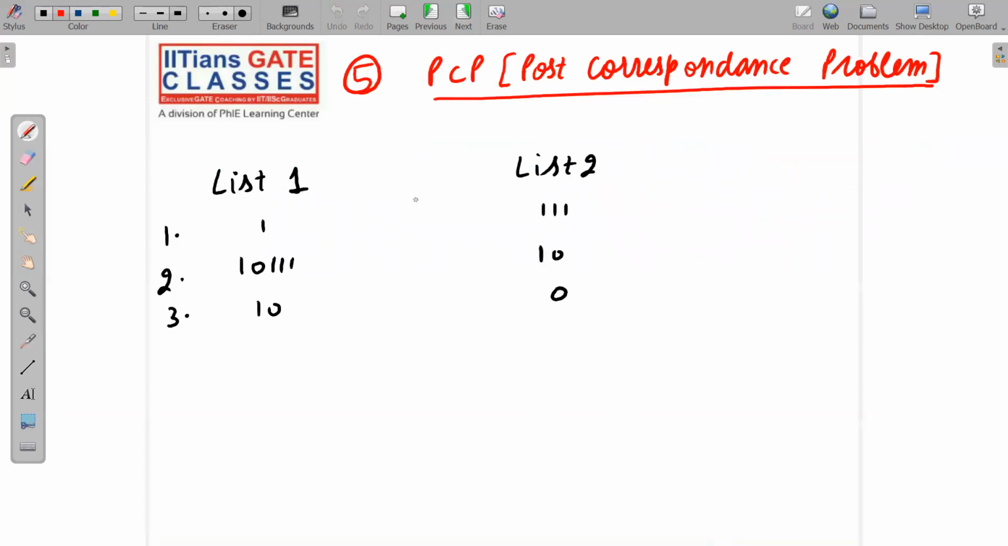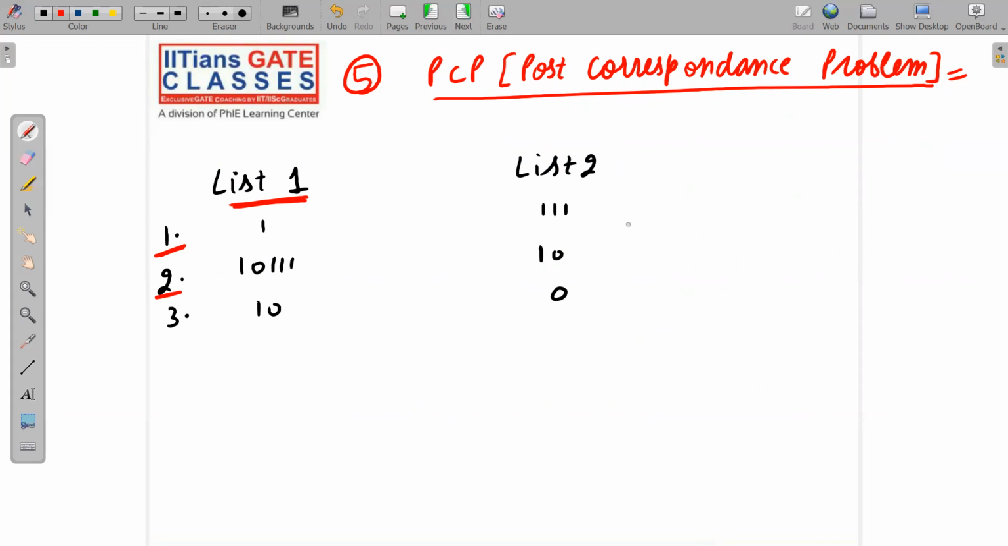I am jumping to the next slide. PCP is the Post Correspondence Problem. In the Post Correspondence Problem, we have two lists of numbers, and the condition is that if from list one I choose one, then I have to choose one from list two also. If from list one I have chosen number two, then from list two also I have to choose number two, and so on. Now what exactly is this problem? We need to find a solution to this problem.